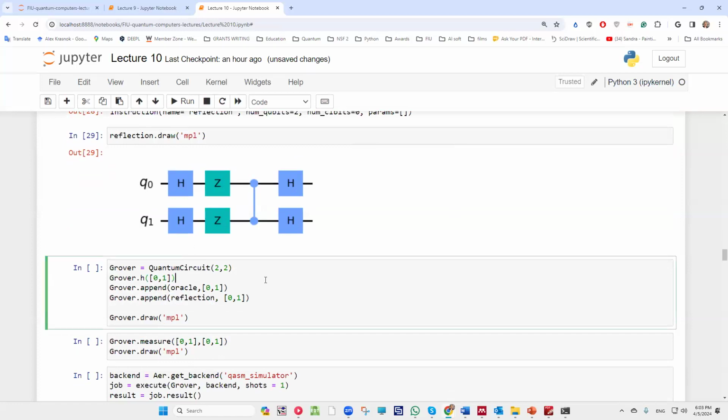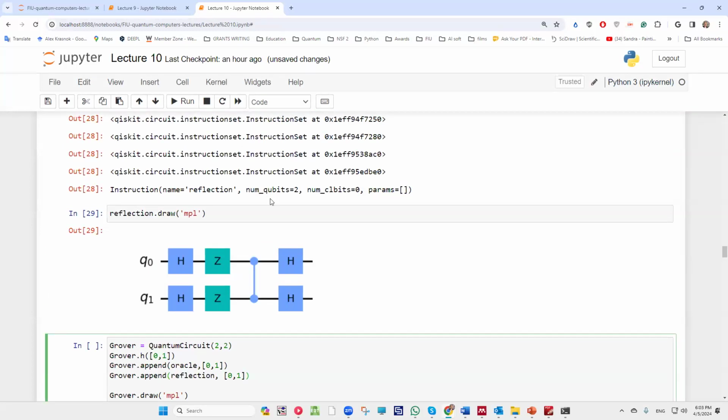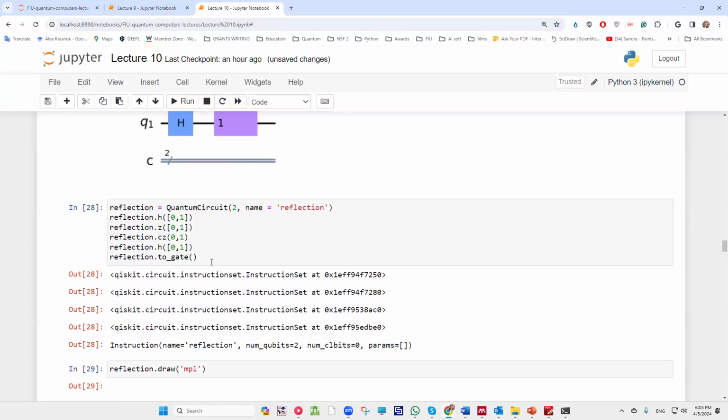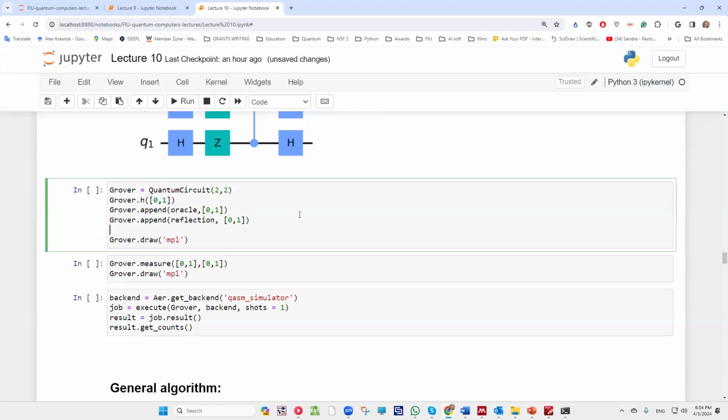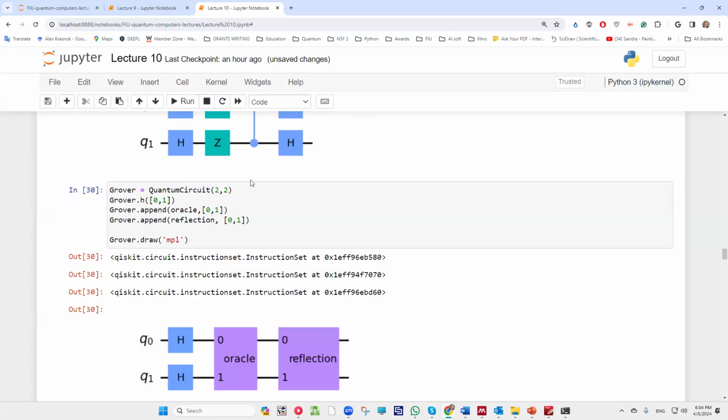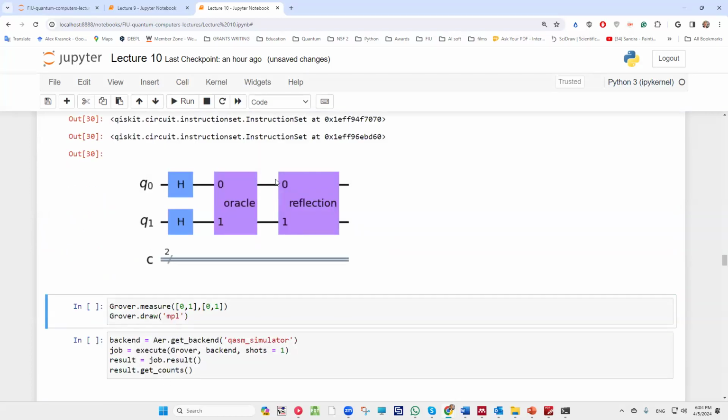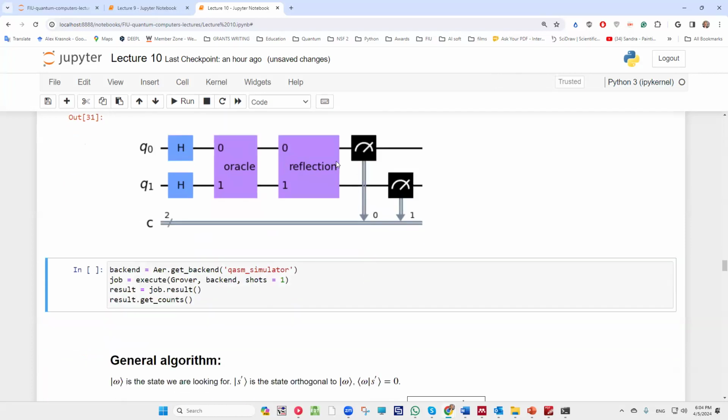So this is the reflection. Again, we create the gate from this reflection circuit and append this reflection to the Grover circuit. This is the circuit we obtain. What we do next is measure this circuit in both qubits, qubit 1 and qubit 2. We measure them, and the result of the measurement goes to the classical register C.